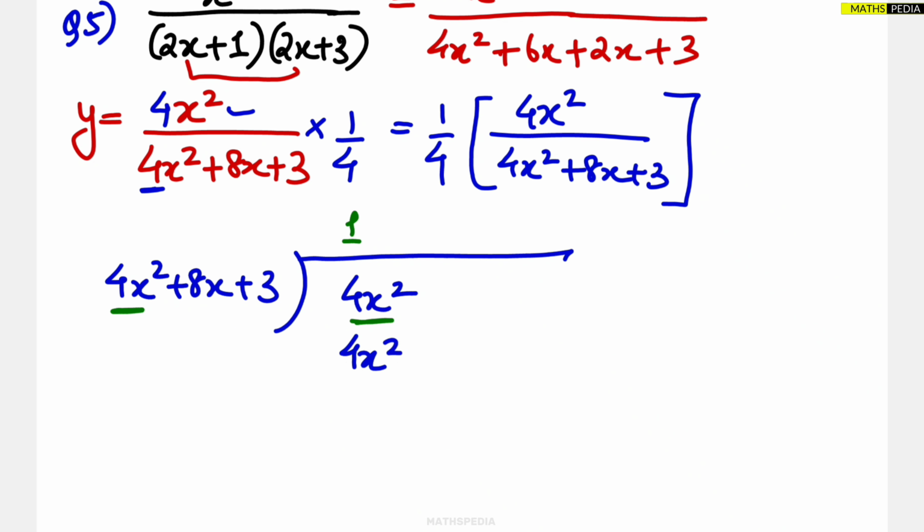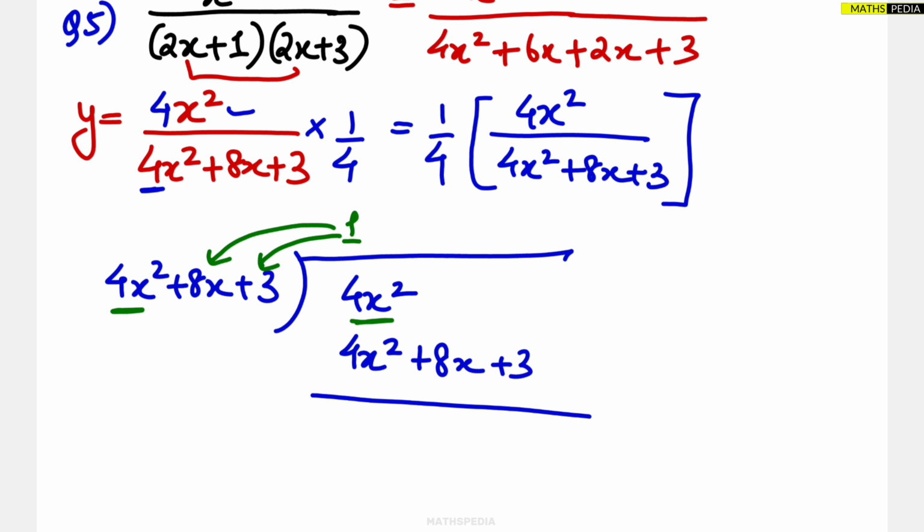Is the first step finished or not? No, it is not finished, because we have to multiply 1 with this thing also as well as this thing. So what will you be writing? Plus 8x plus 3. Now you have to subtract. Subtract. Cancel. You will be getting minus 8x minus 3. Do I have to stop here? Yes, you have to stop here. So after the first step, you just stop there.